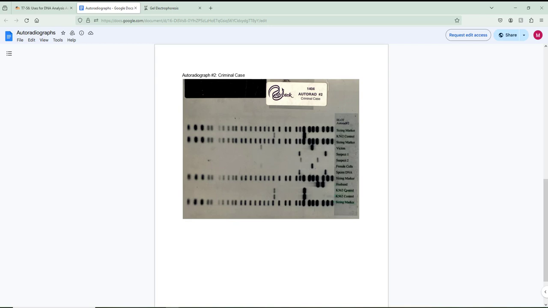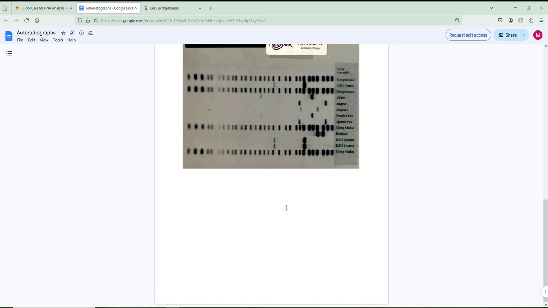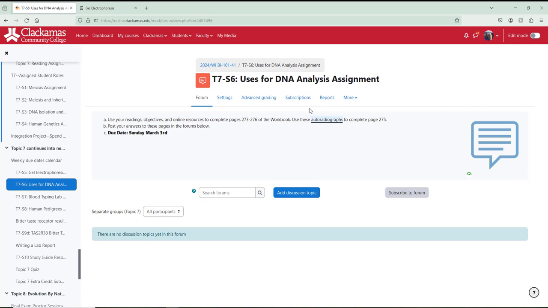And then you can see how, in this case, the husband's DNA was also collected and used as an exclusion. So you can figure out which suspect can be excluded, and which one probably committed the crime based on the evidence that was supplied. Okay. So again, once you've completed those autoradiographs, then you're just going to answer the questions on page 276 to determine basically how accurate DNA evidence is.